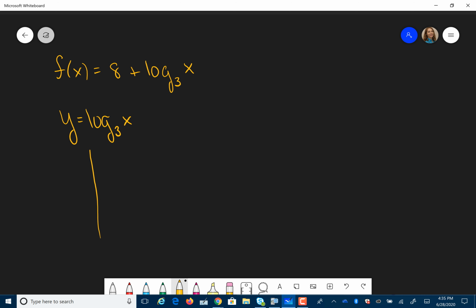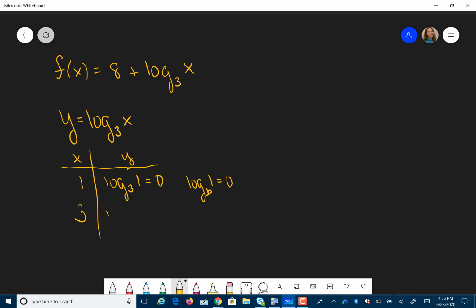Whenever we're graphing a function, it's very helpful to have the idea of the basic function. So we're trying to graph f of x equals 8 plus log base 3 of x. So what does log base 3 of x look like? Some of the points that it's going to go through are when x is 1, log base 3 of 1 is equal to 0. That's one of the rules you have to remember. Log of 1 in any base is always going to be 0.